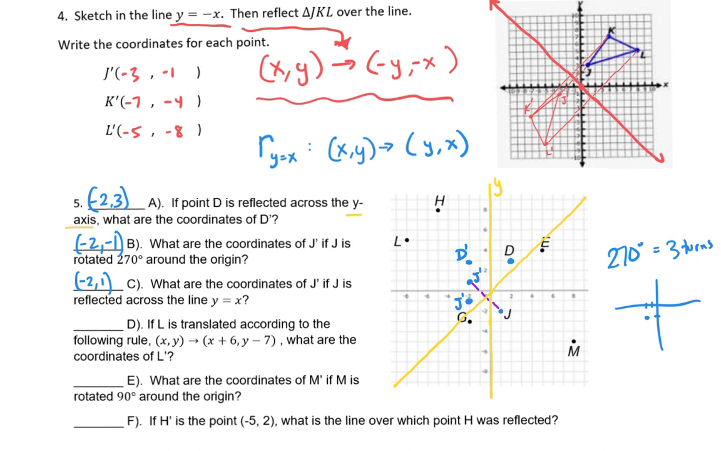All right, part D says if L is translated. So I'm going to take point L and I'm going to translate it. And this rule tells me to move right 6 and down 7. So from L, I'm going to go right 1, 2, 3, 4, 5, 6, and down 1, 2, 3, 4, 5, 6, 7. Let's be right there above G. Okay, so the coordinates of that are -2, -2.